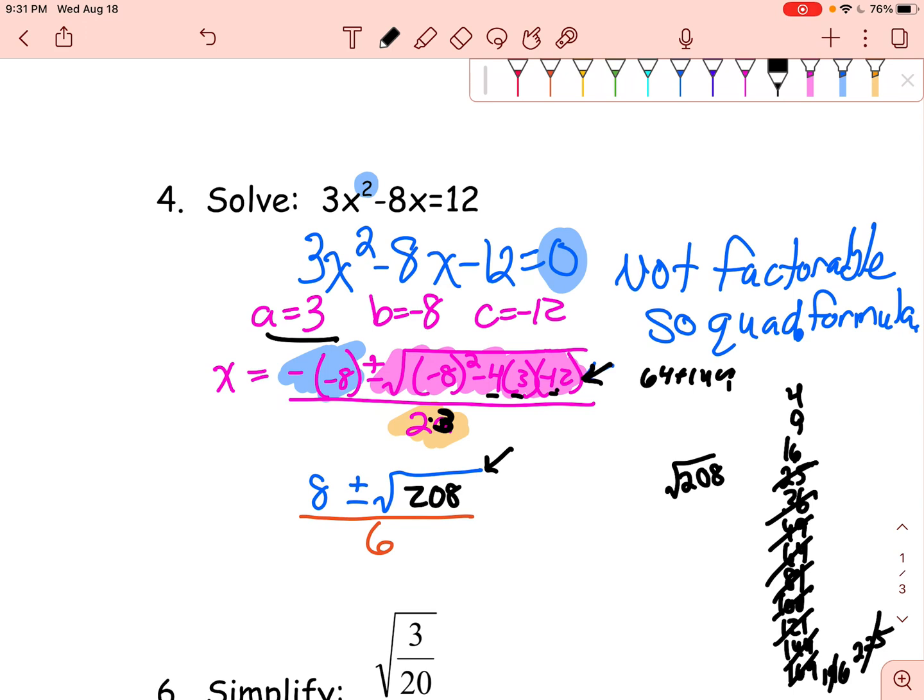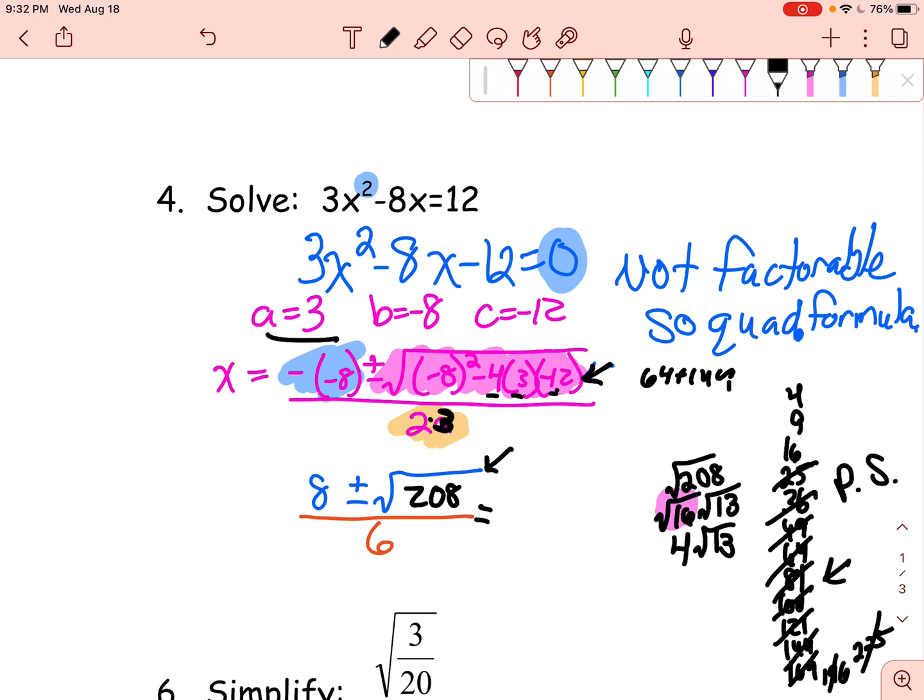25 does not go into it. I feel like 16 might go into it 13 times. Yes. So 16 goes into 208, so we can simplify this down into 16 times 13. Again, I chose these numbers because these are the perfect squares. Because 16 is perfect, it's our perfect child, he gets to come out of the house. So the square root of 16, if you type it in your calculator, is 4. The square root of 13 is not perfect, so that remains inside the radical sign.